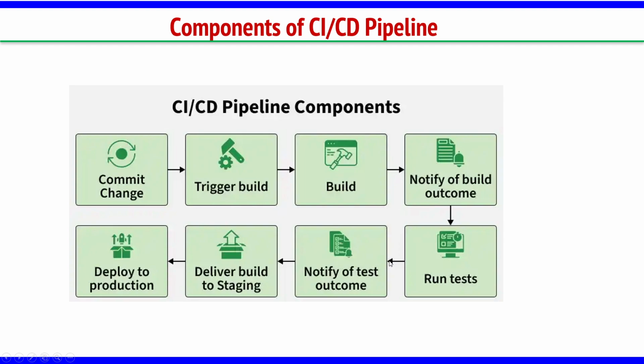So the components of the CI/CD pipeline, what are the different components? If you see, I will just simply read them. Commit change, trigger the build, then actual build, notify of the build outcome, run the test, notify of the test outcome, deliver build to the staging, and then deliver it to the production. So there are different components. In each component we do some task. In detail, let's understand each of these components, right?